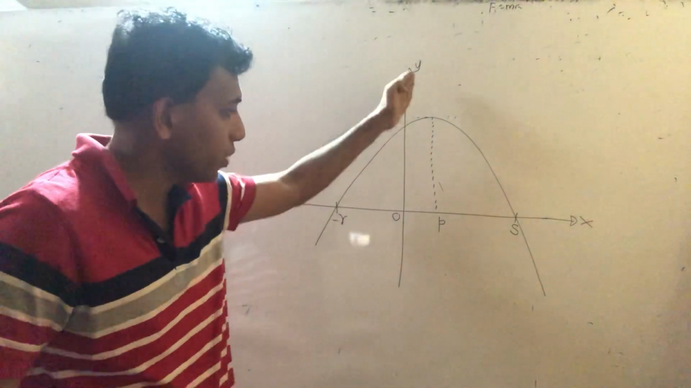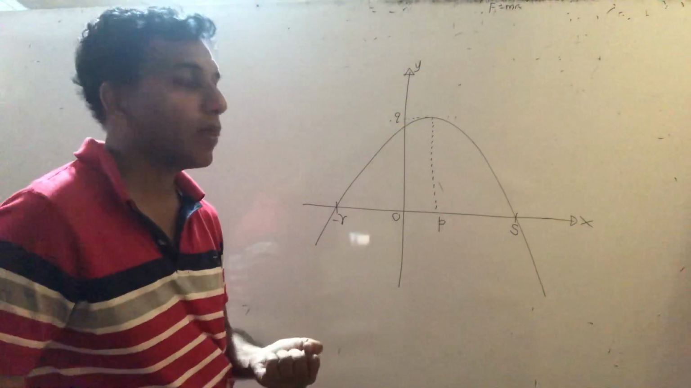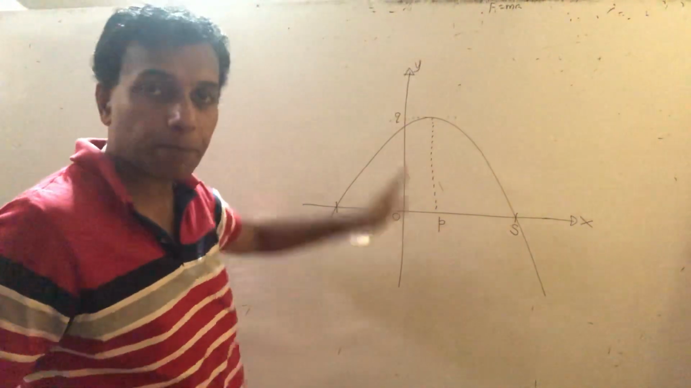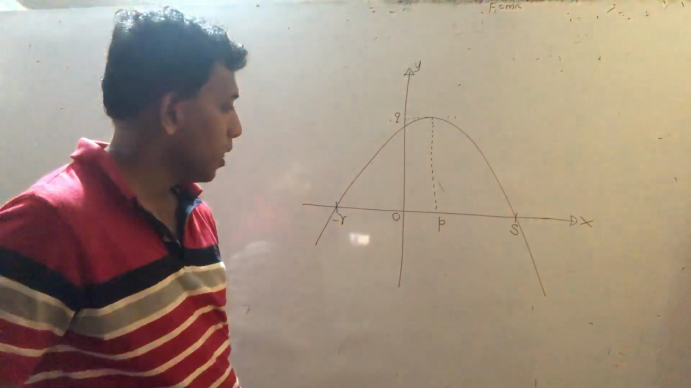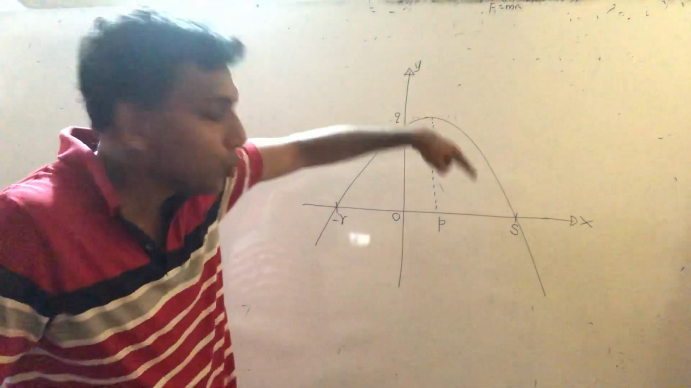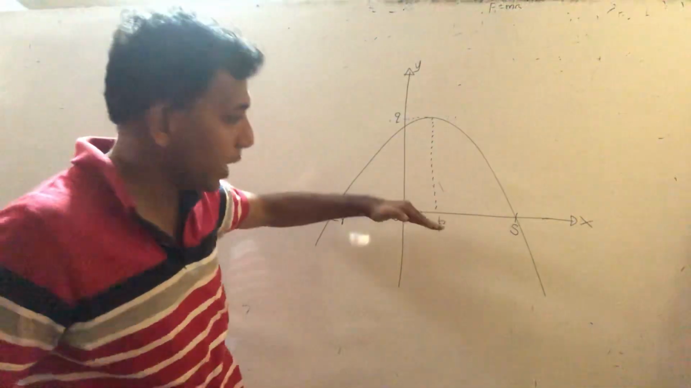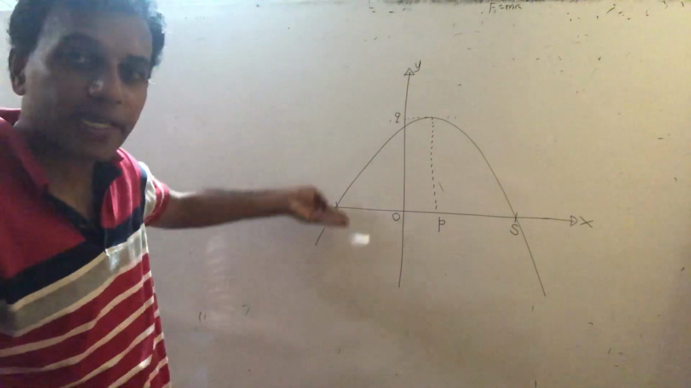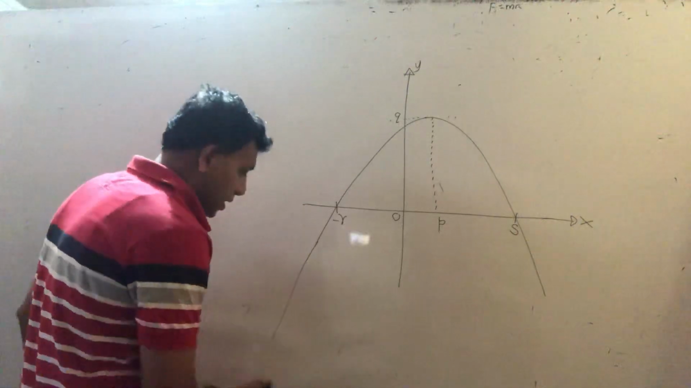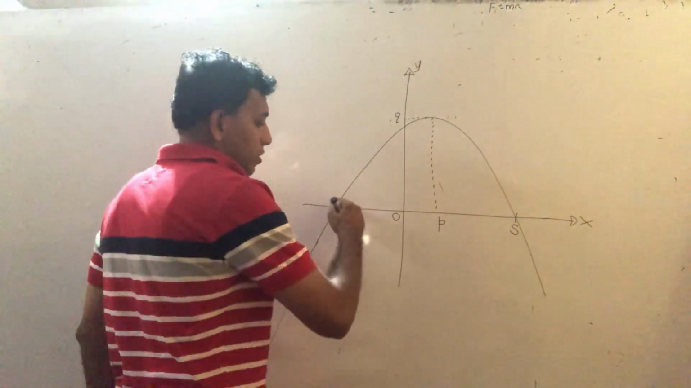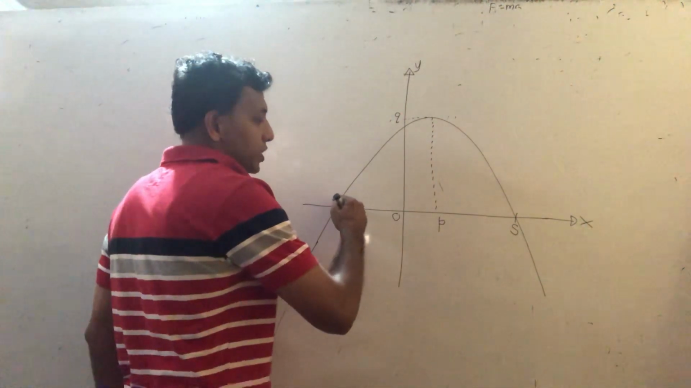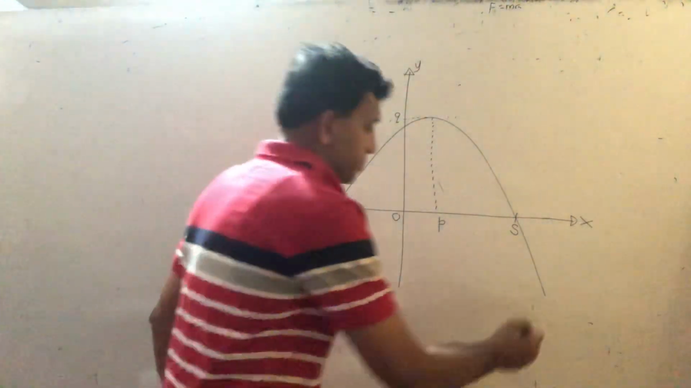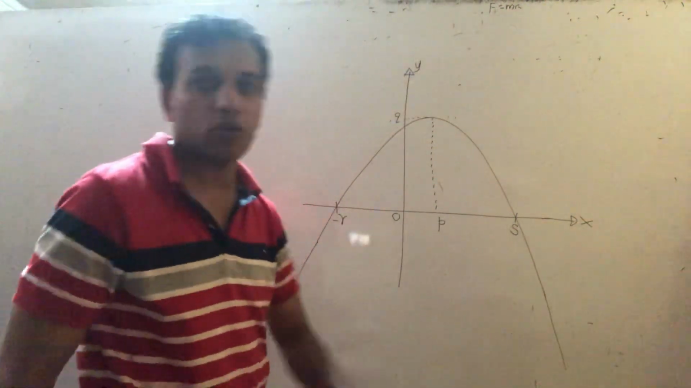First I ask the symmetric equation, x equal p, maximum value here, q, or the coordinates p comma q. And here I can ask the positive range, where the function is positive, above the x-axis. Then negatively increasing, positively increasing, positively decreasing, negatively decreasing.